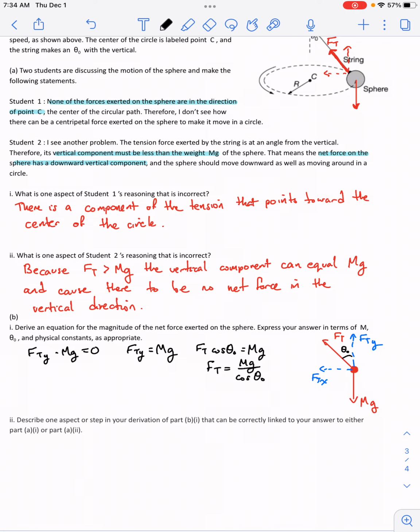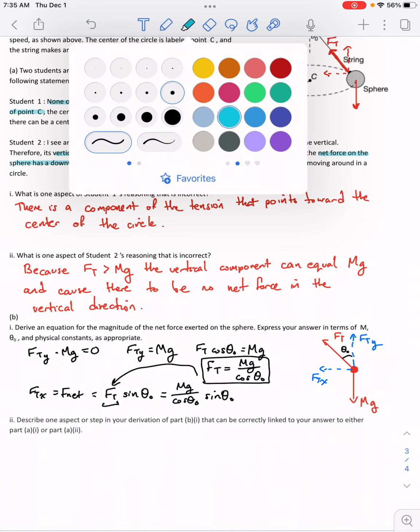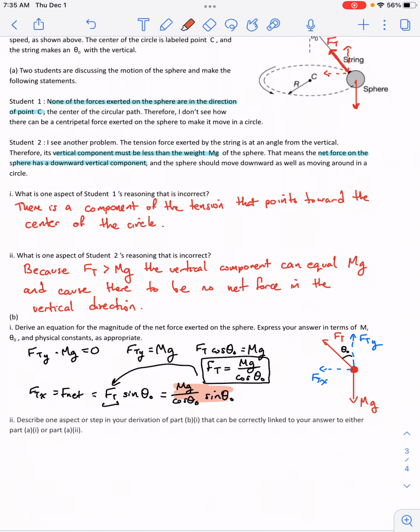And in the x direction, the only force present is that Ftx, right? So just Ftx is equal to our net force. And that should be equal to Ft sine theta, which should be equal to mg over cosine theta times sine theta, right? So all we're doing is replacing this Ft here with the expression we found here. And then our final answer is going to be that expression here. That's our net force.